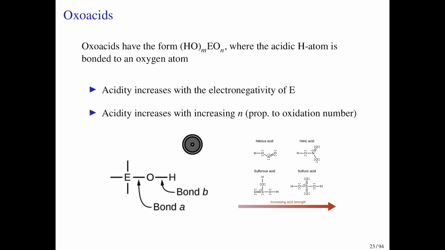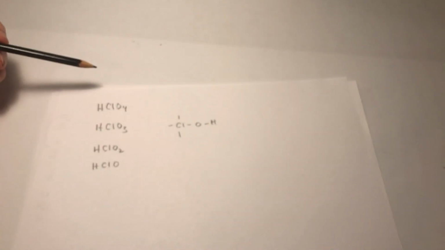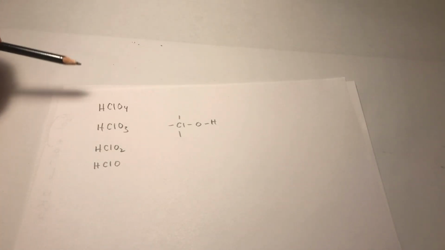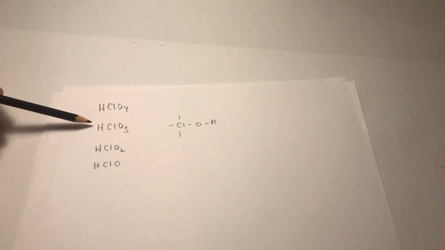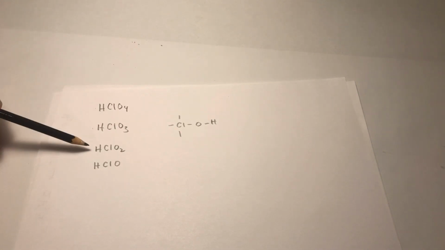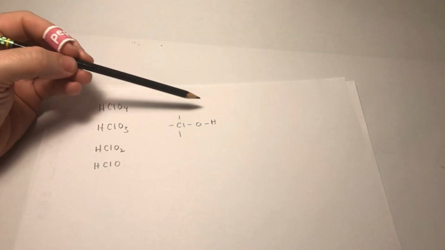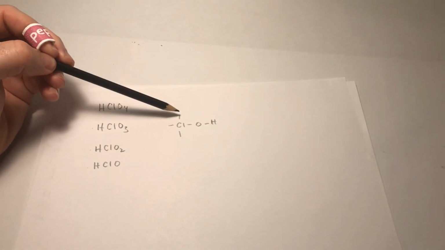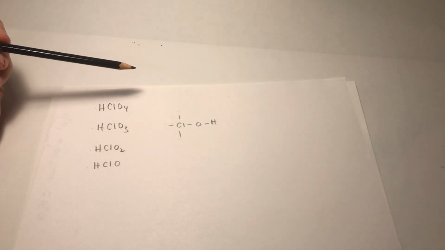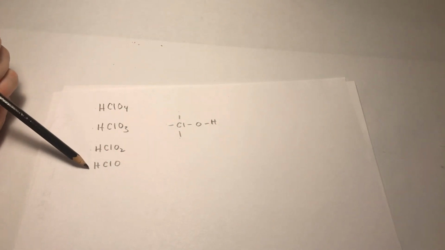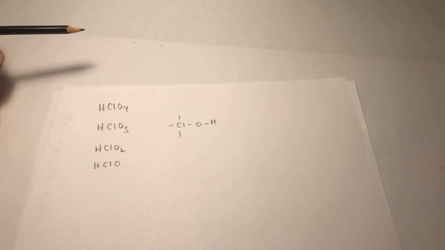And so I have an example on paper that I wanted to show you. So if we look here, I've written a family of oxoacids. So this is perchloric acid, this is chloric acid, chlorous acid, and hypochlorous acid. And they all have this same structure, except that perchloric acid will have a total of 4 oxygen atoms around the chlorine, whereas, say, hypochlorous acid only has 1 oxygen around the center atom.